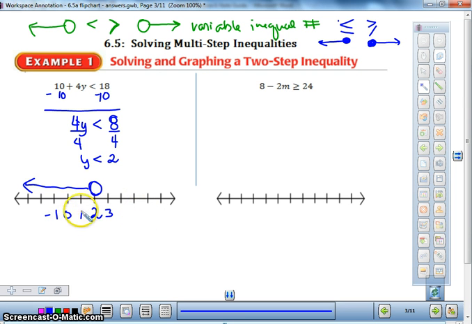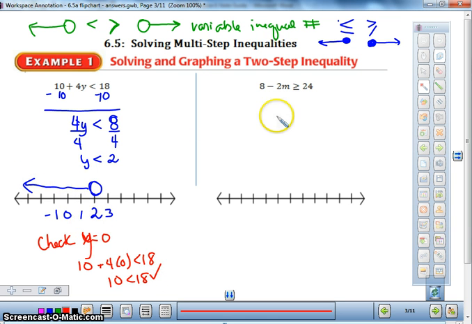And if I check that, the easiest number to check, if I'm always thinking of checking, is what if I pick one of these numbers that make this true? The easiest one for me to check is y equals 0. Excuse me, y equals 0. And if y equals 0, 10 plus 4 times 0, will that be less than 18? Well, 4 times 0 is 0. Is 10 less than 18? It checks, and my line is going in the right direction.